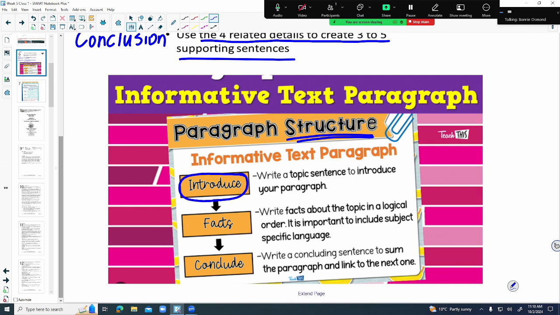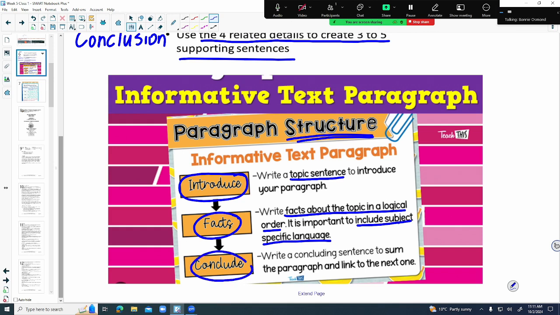So you introduce, that's your topic sentence to introduce your paragraph. Then you write down your facts or your details, facts about the topic in a logical order. If you're telling somebody how to do something, make sure that you're writing it in order of first, second, third, fourth, etc. Otherwise, it's all mixed up, and the person that you're trying to give the information to is not going to get the correct information. It's important to include subject-specific language, language that applies to that subject. If you're talking about science, then you're going to use scientific language. Or if it's about math, then you're going to use math language in there.